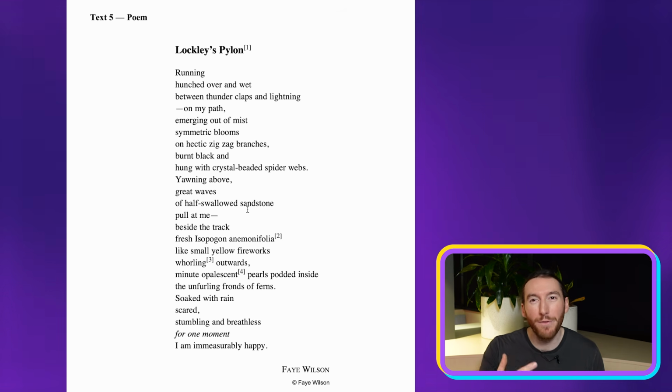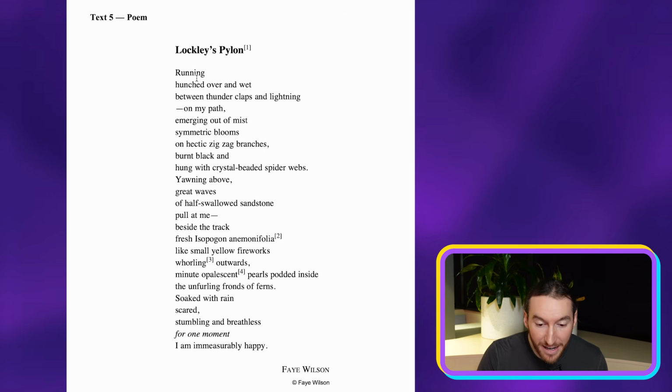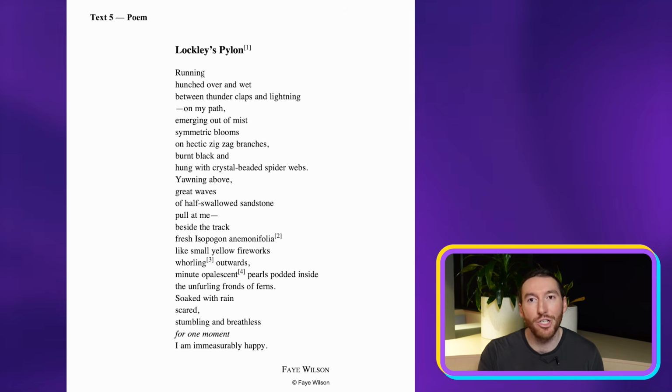Enjambment is something that often comes up in the poems that they select for these papers, and it's just where there are no commas or no kind of punctuation at the end of the lines. See even the first line, how it says "running, hunched over and wet." See how there's no comma right at the end of that part just there? There's no comma, it goes straight into the next line. When that happens, that's enjambment, and that's a technique you could use if relevant.